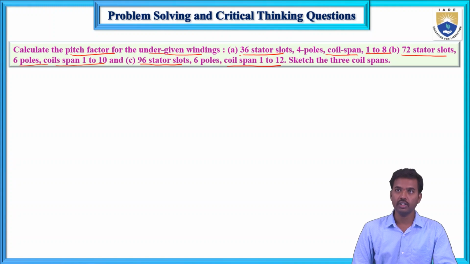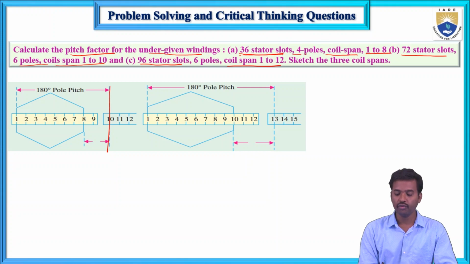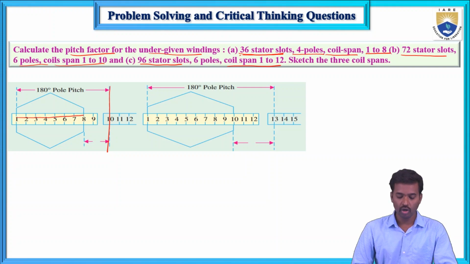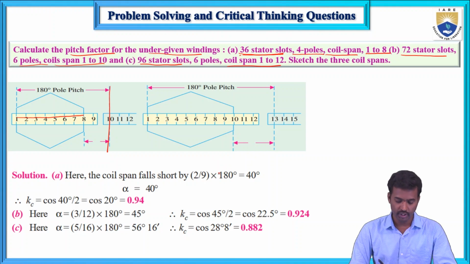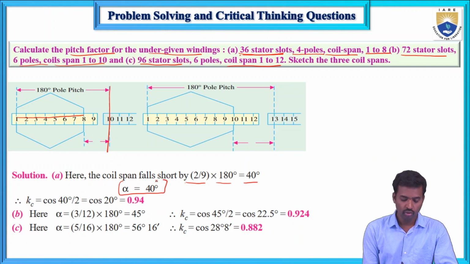So first, draw the 3 coil spans. This is the 180 degrees case. Here we have 36 slots and 4 poles, so slots per pole is 9. The coil span is 1 to 8, which is short pitch, compared to 180 degrees for full pitch. Here it is 2 by 9, so 2 by 9 into 180 equals 40.